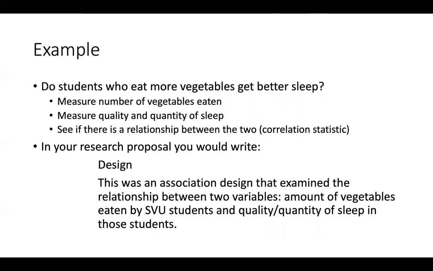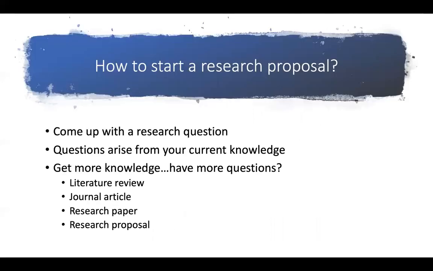So in your research proposal, what you would write is, here's what the design is. Design is one of your subheadings. This was an association design that examined the relationship between two variables, amount of vegetables eaten by SVU students and quality of sleep in those students. Okay, hoping that is pretty straightforward and simple at this point.